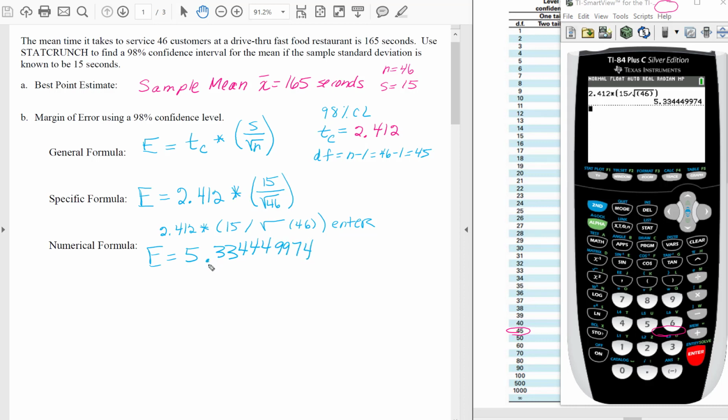5.334449974. And don't forget, our sample mean is 165 seconds, so our margin of error is going to be 5.33 seconds as our unit. Now let's put it all together to construct the confidence interval.